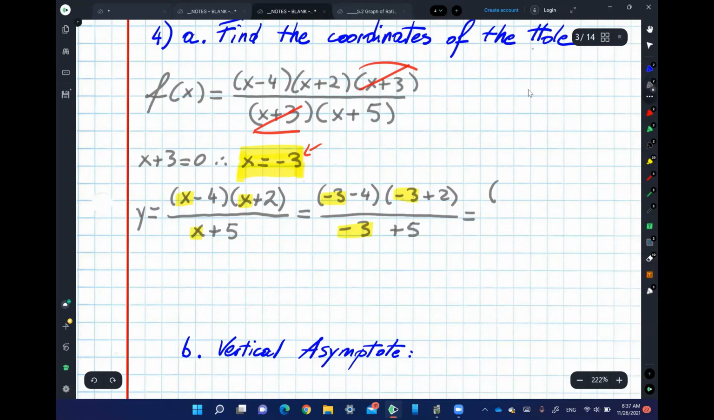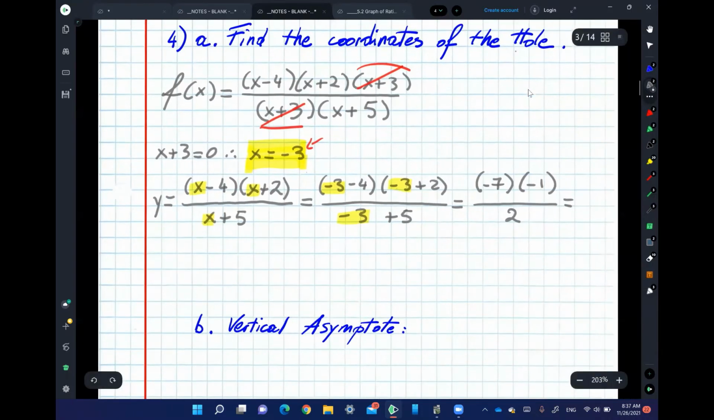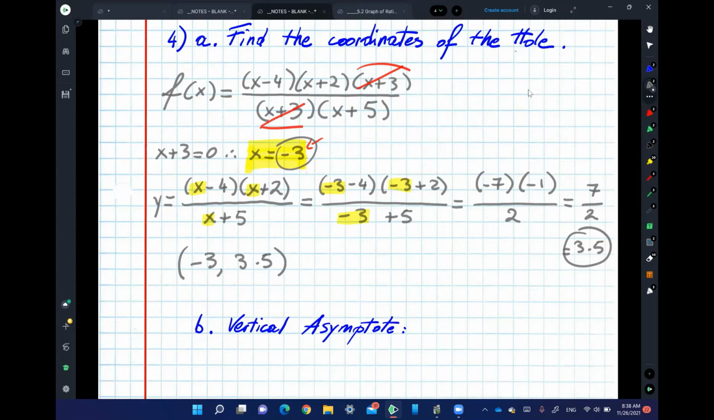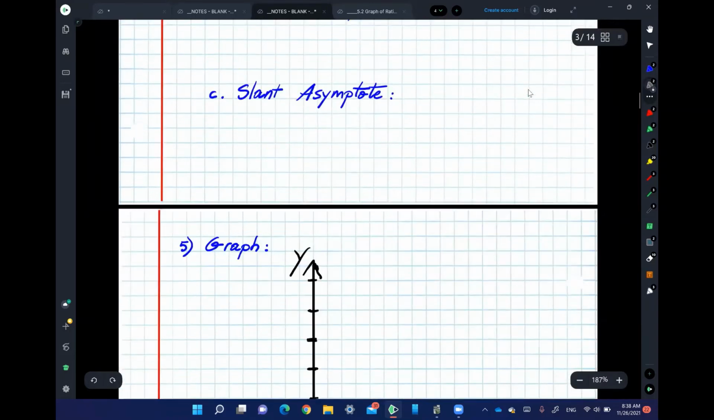So I will have -3 minus 4 is -7. -3 plus 2 is -1. -3 plus 5 is +2. And I would get +7 over 2, or 3.5. So the coordinates of the hole, it's -3 for the x coordinate, 3.5 for the y coordinate. And I'm going to graph it. It is being asked. -3, 3.5.